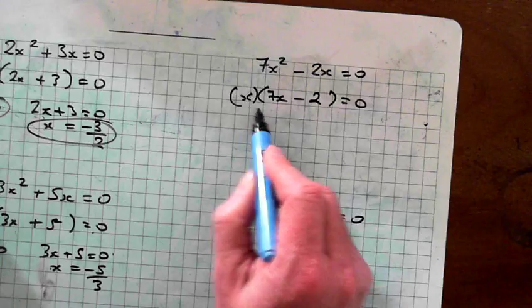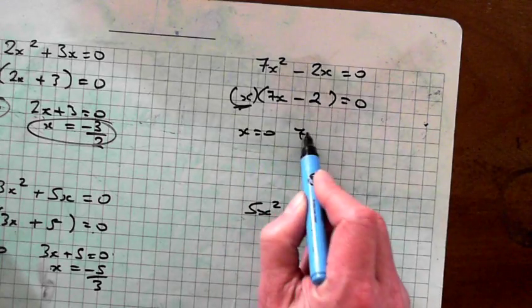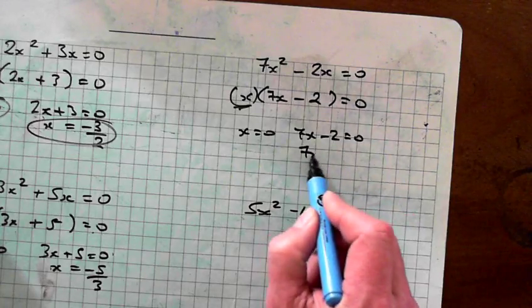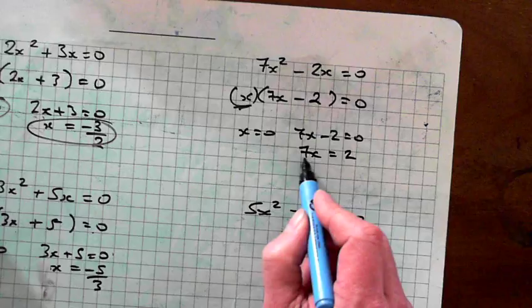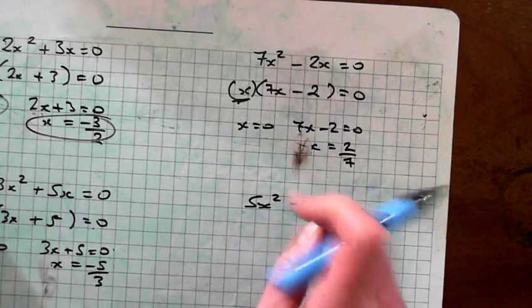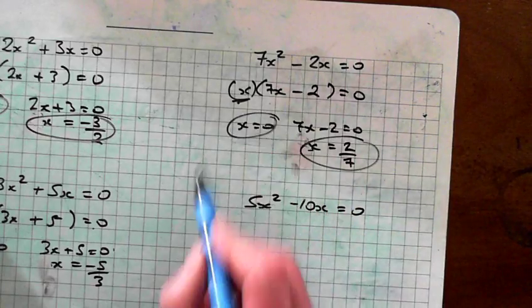Brackets. So I've got x is equal to 0, and 7x minus 2 is equal to 0. Move the minus 2 across: 7x is equal to 2. Divide both sides by 7. x is equal to 2 over 7. Okay, x is equal to 2 over 7, and x is equal to 0.